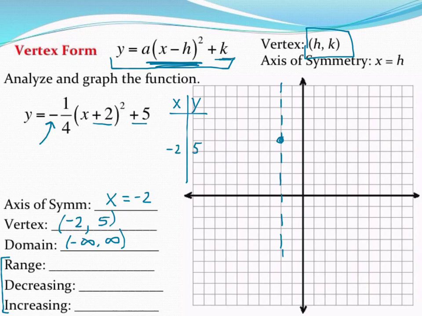So -2, 5 is my vertex. I'll put that in the center of the table, and then I'll pick a couple points above and a couple points below that. If you haven't done so yet, go ahead and pause the video and type this in so you can take a look at the table.